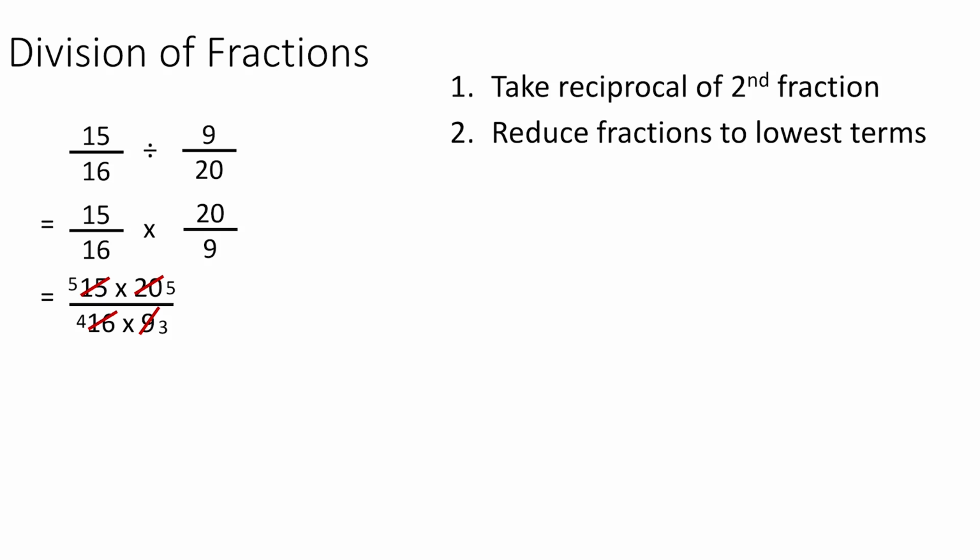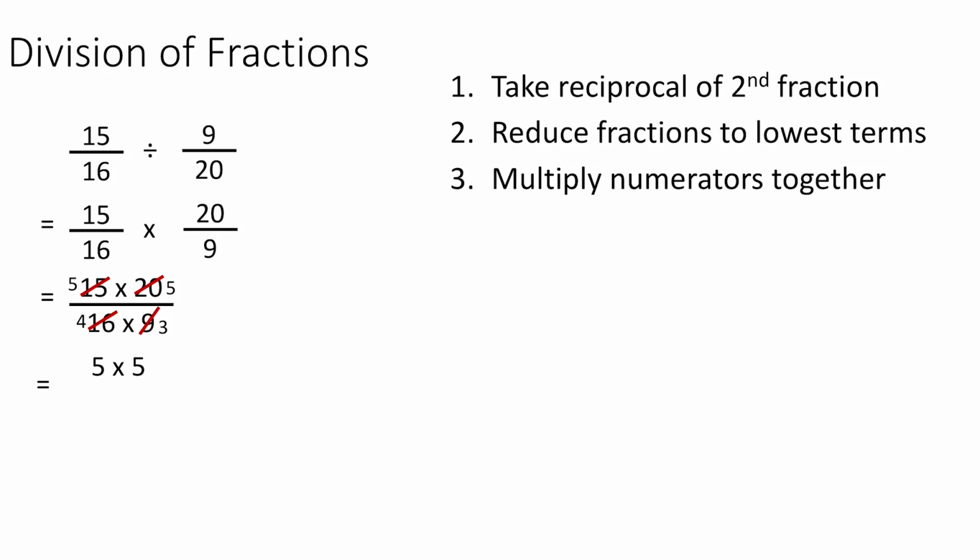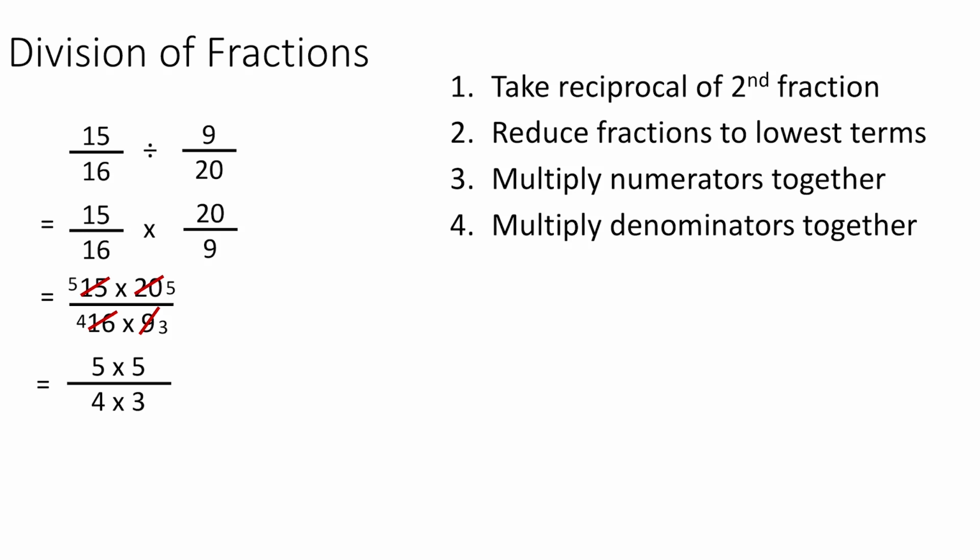If we look at what's left, 5 and 5 on the top and 4 and 3 on the bottom, there's no more common factors to take out. So now we're free to multiply. 5 times 5 in the top divided by 4 times 3 gives us 25 over 12. And again, since we simplified before we multiplied, our final answer is guaranteed to already be simplified.